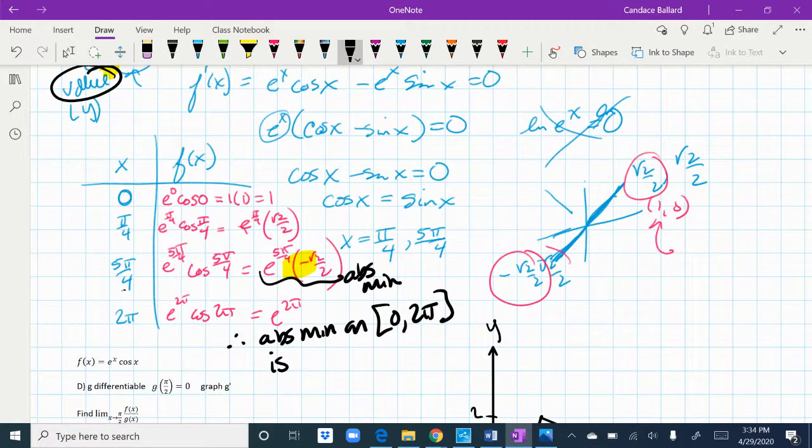It's not wrong to put them both, but you need to be explicit about that, okay? So on the interval at x equals whatever, e to the 5 pi over 4 times the negative square root of 2 over 2. Done. Points. Okay?